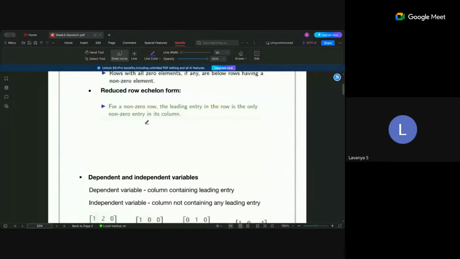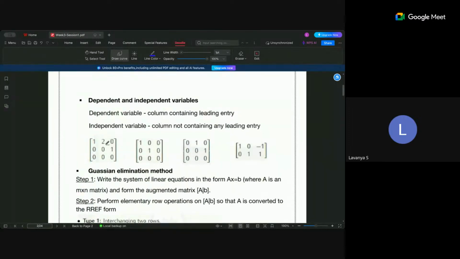So let us take any leading entry in the row is the only non-zero entry in its column. Take any column. So what is the leading entry here? Can you tell me which columns contain a leading entry? First column and second. First column and third column. Third column. Okay, so in this column, apart from this leading entry, are there any other non-zero entries? No, ma'am. What about this? Again, this is the first and this is the second column.